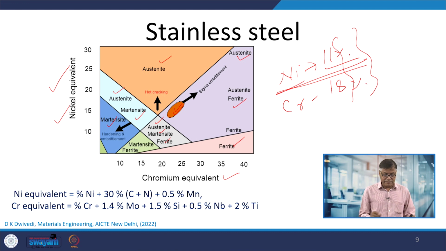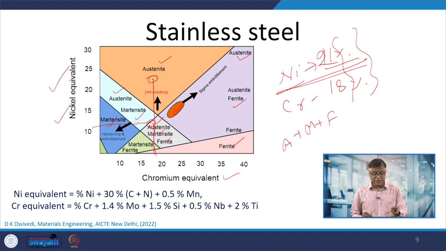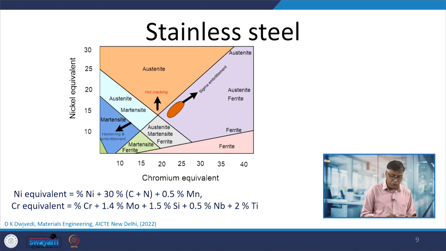So, if the nickel equivalent is 11, somewhere here, and the chromium equivalent is 18, somewhere here, there is a possibility that the steel will have austenite plus martensite plus ferrite. But if the situation is a little different, say the nickel equivalent is 21, then things will change significantly. A nickel equivalent of 21 means it will be a 100% austenitic stainless steel. My point here is that we can estimate the phases which will be there in a stainless steel, considering the composition, using this kind of phase diagram.